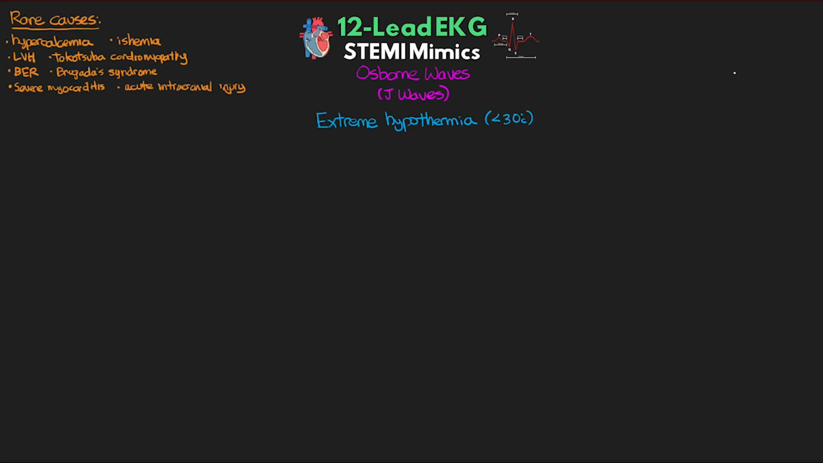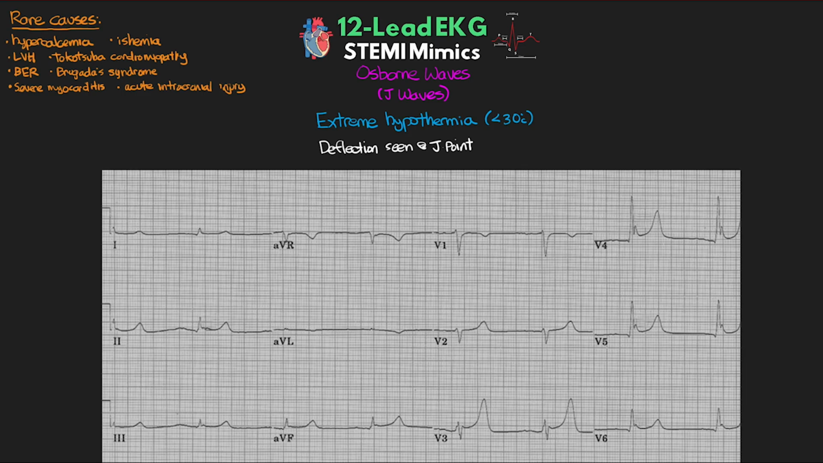Essentially, the Osborne wave or J wave is a deflection that we can see at the J point following the QRS complex. So here's an example of Osborne waves in a case of hypothermia. Now, sometimes the Osborne waves can be subtle, like we actually see in leads 2 and 3, and if that's all we see, this can actually be more associated with less severe hypothermia.